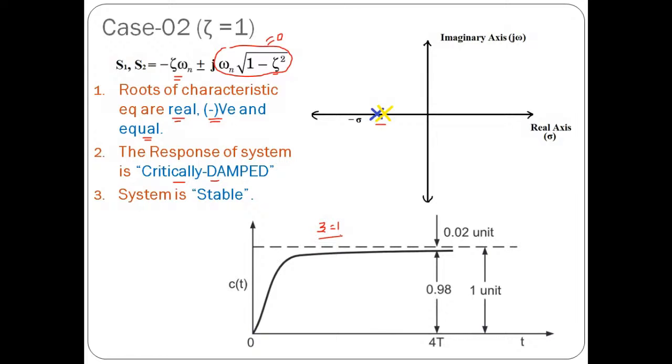So in the first case, we have taken the variation of zeta in between 0 to 1, not exactly 0, not exactly 1. And in case 2, we have taken the value of zeta as exactly 1. And we came to know that the roots are real, negative, and equal. The response is critically damped and the system is stable.